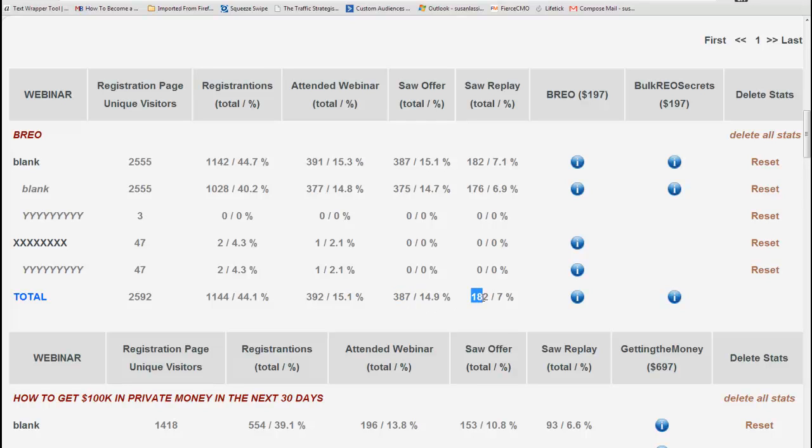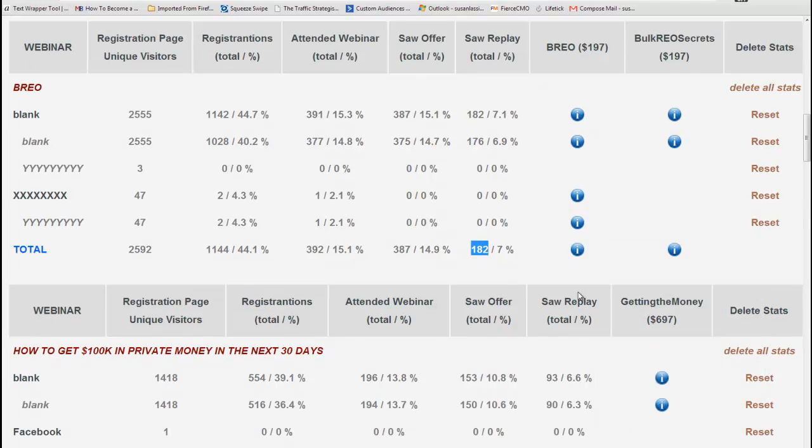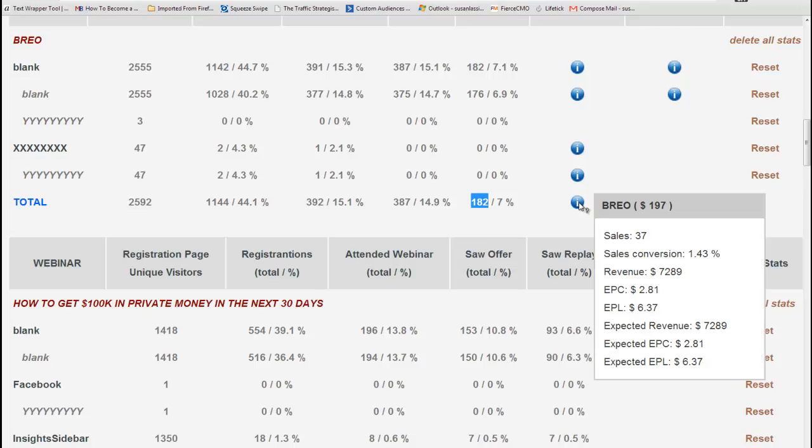And then we also offer a replay, right, for people who either couldn't attend or they had a conflict or something like that. We've had 182 people see the replay. So if we take a look at the stats here, and I'll scroll up just a little bit so that we can get the full picture. This tells us what's actually been happening with this webinar. So we've had 37 sales of this $197 program, and that's a sales conversion of 1.43.